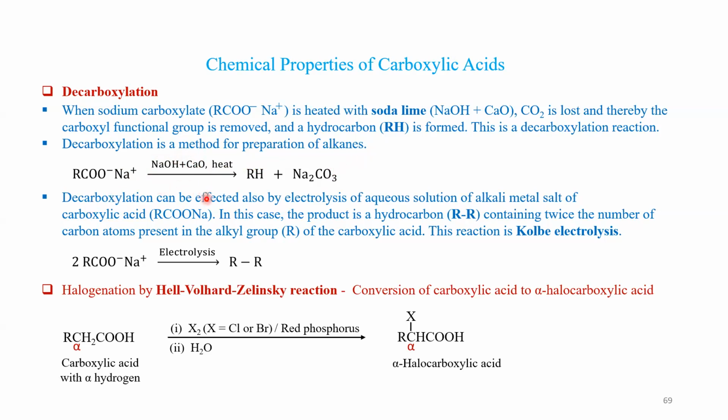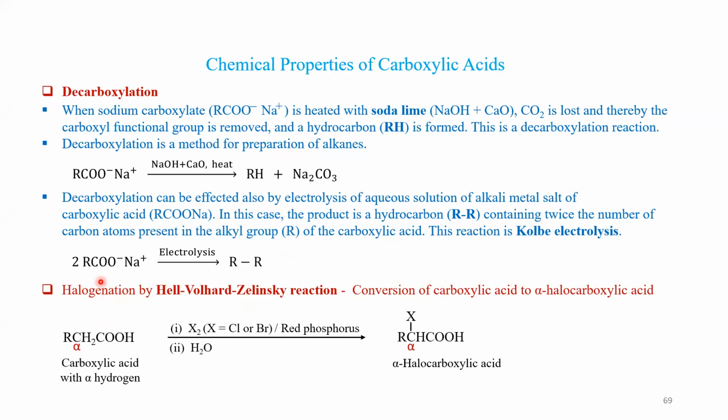Then we can also do decarboxylation by Kolbe electrolysis. By electrolysis of an aqueous solution of the alkali metal salt of carboxylic acid, from RCOO minus Na plus, I'll get R-R. So the product is a hydrocarbon containing twice the number of carbon atoms present in the alkyl group of the carboxylic acid. So it is Kolbe electrolysis.